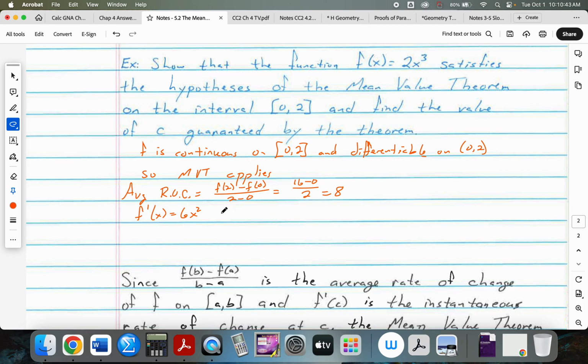Then we're going to set those two equal to each other. So 6x squared is equal to 8. Means that x squared is equal to 8/6, which is 4/3. So x would be equal to plus or minus 2 over the square root of 3. But only one of those is in the interval. So c equals 2 over the square root of 3.